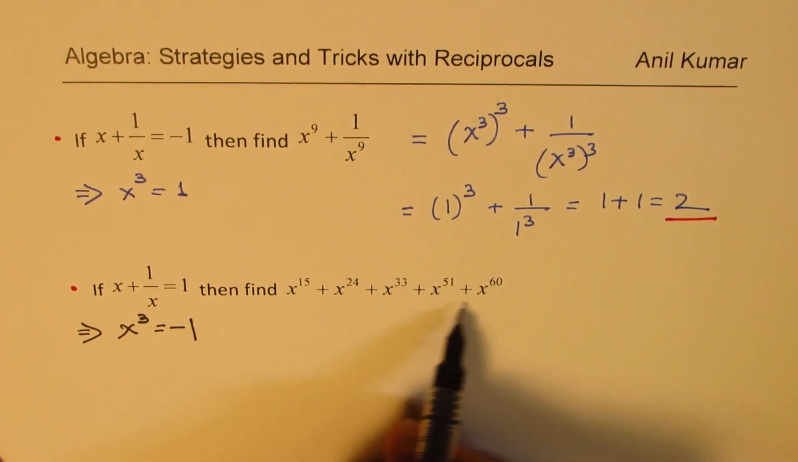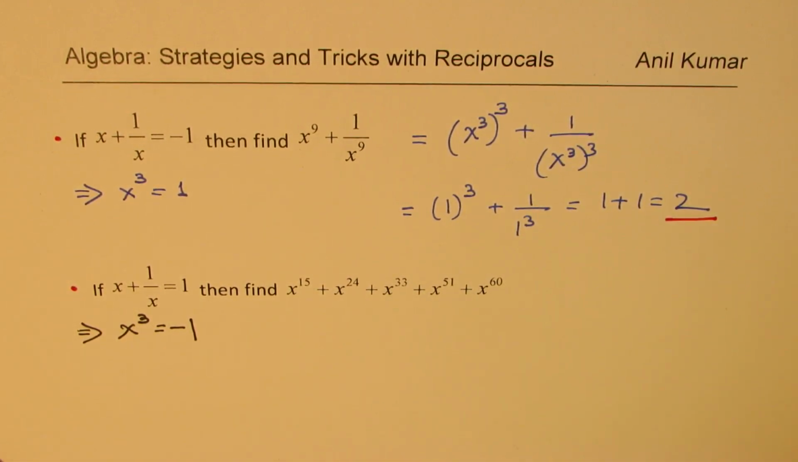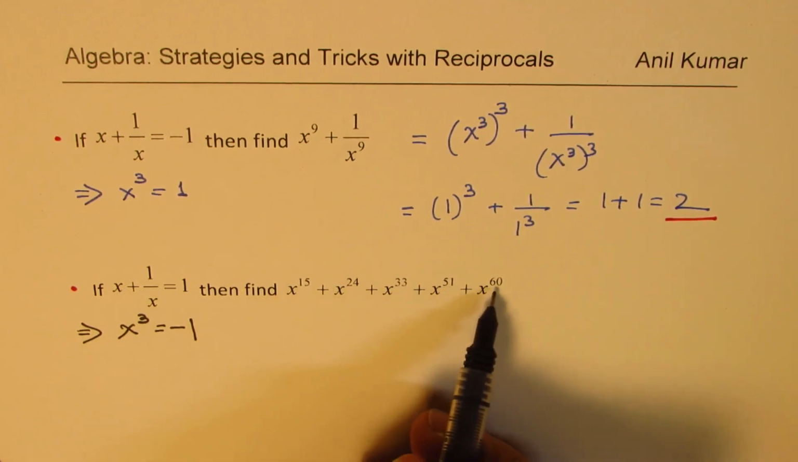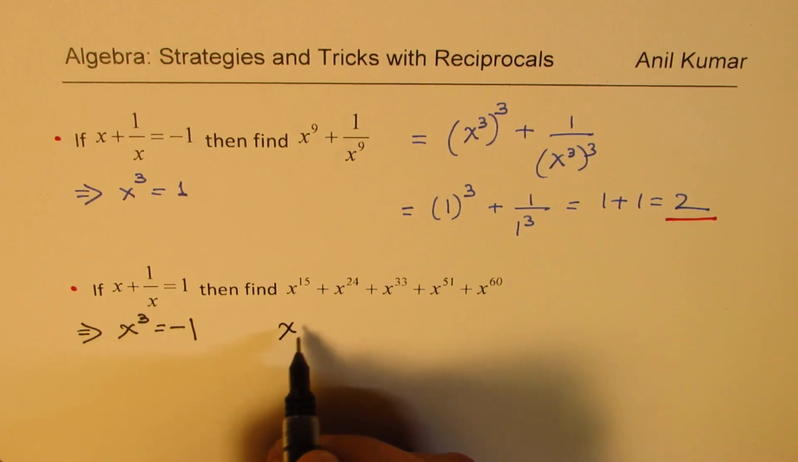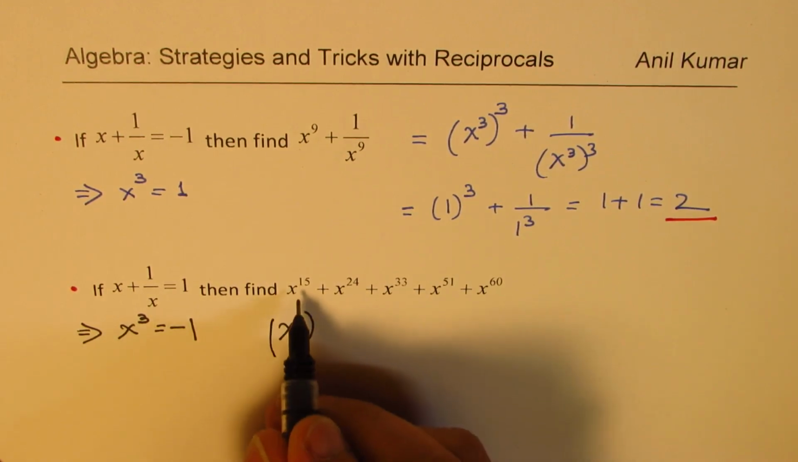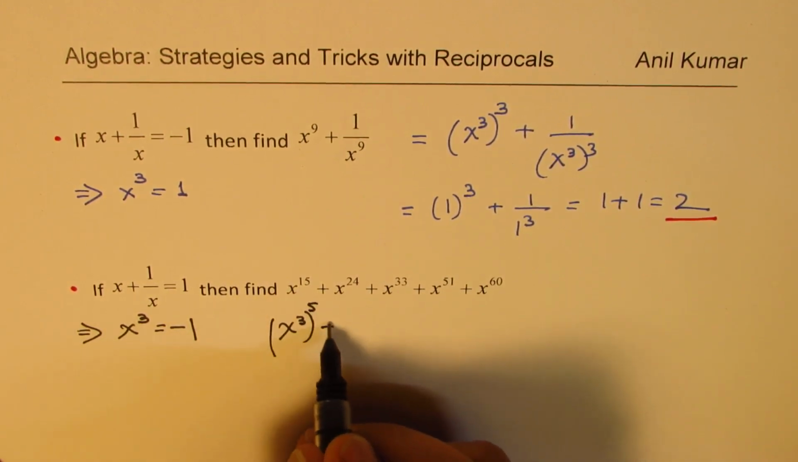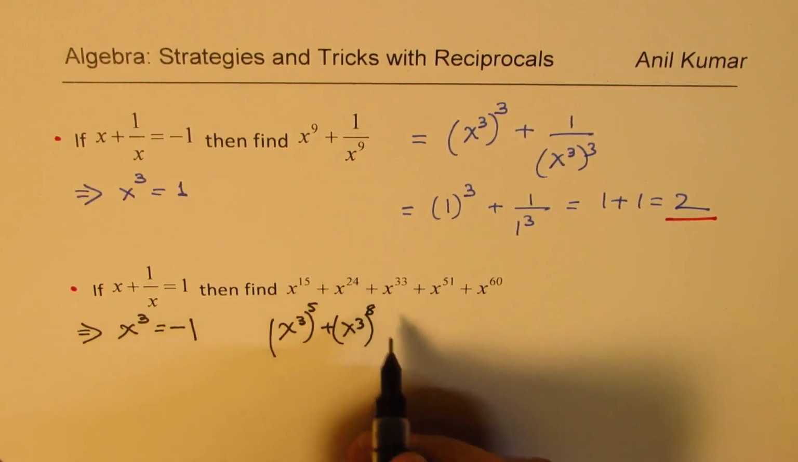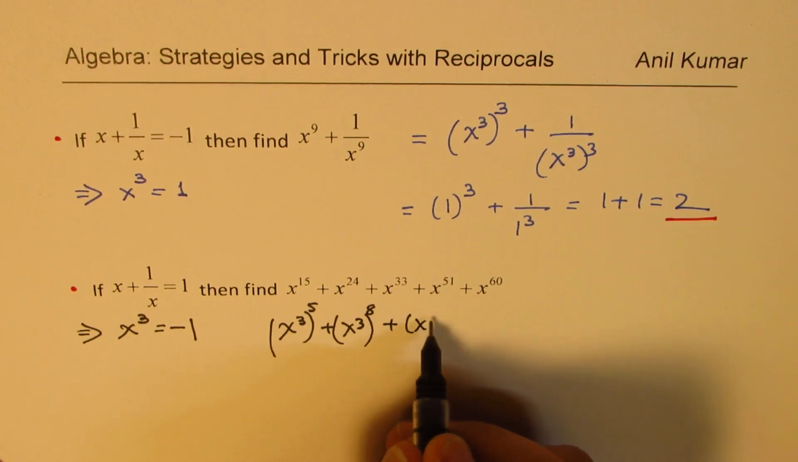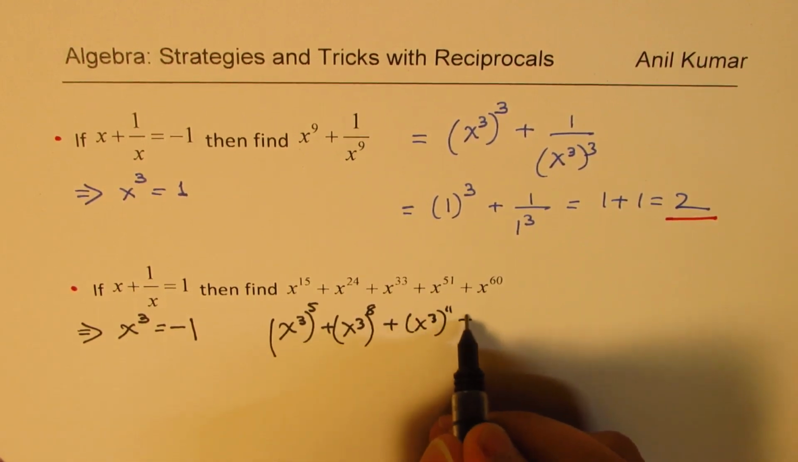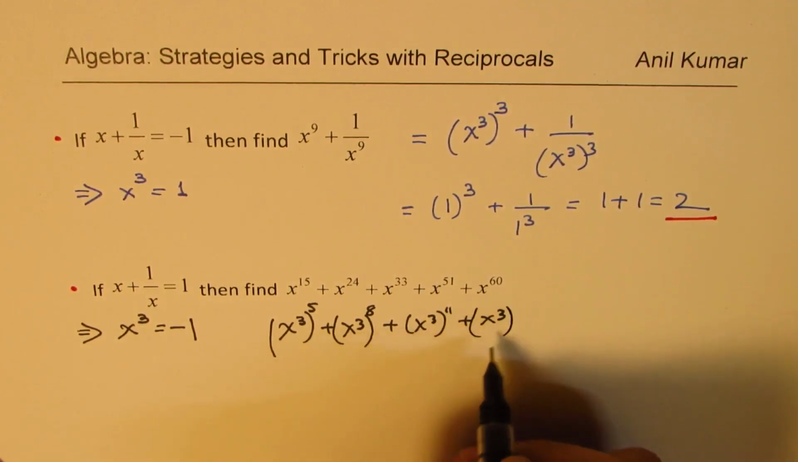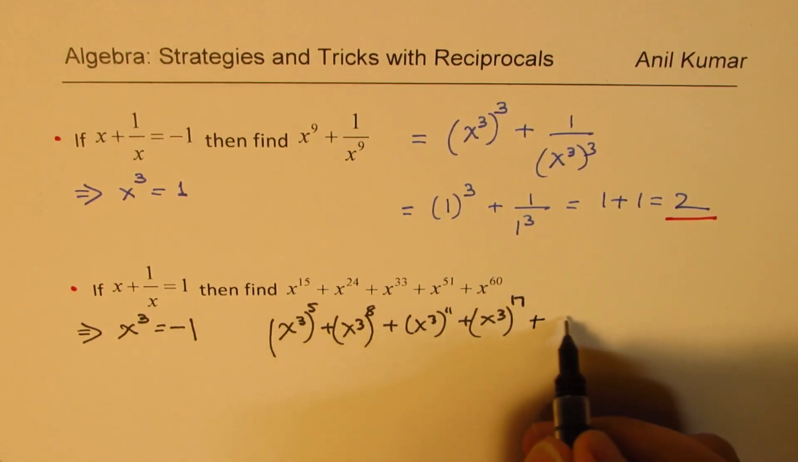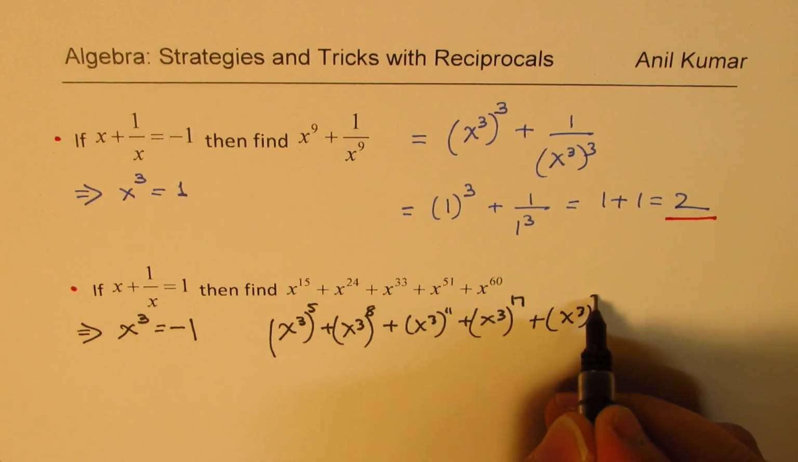So here we have this expression. How do I get x cube? Well, powers are multiples of 3 as you have seen, right? So we'll just write this as x cube and something. 15 means 3 times 5. Plus again x cube to the power of 8, that gives us 24. And then x cube to the power of 11 to get 33, x cube to the power of, this time it is 1 and 7, 17, plus x cube to the power of 20.